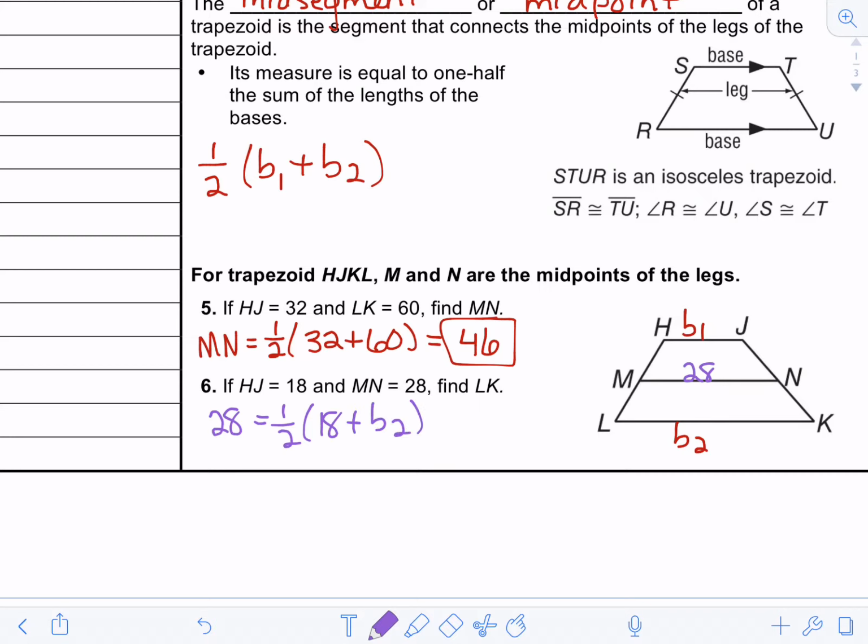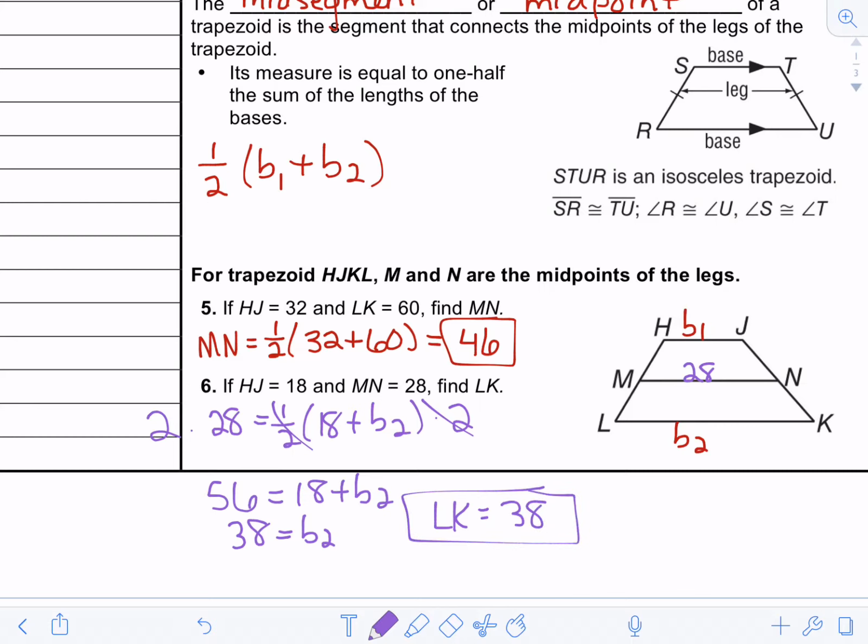So first I multiply both sides by 2 to get rid of the 1/2. So multiply all this by 2, multiply that by 2. That gets rid of the 1/2. 2 times 28 is 56, is equal to 18 plus that second base. Subtract 18 from both sides, so 38 will be equal to the base 2. So your length of LK will be 38. And that's it for trapezoids.